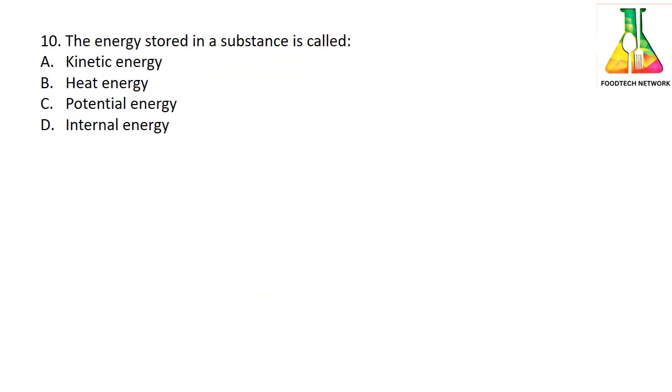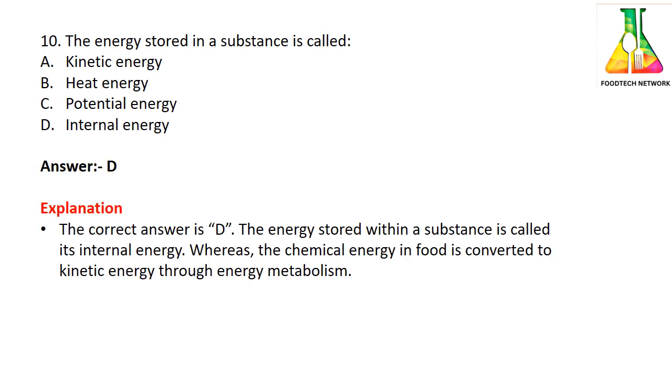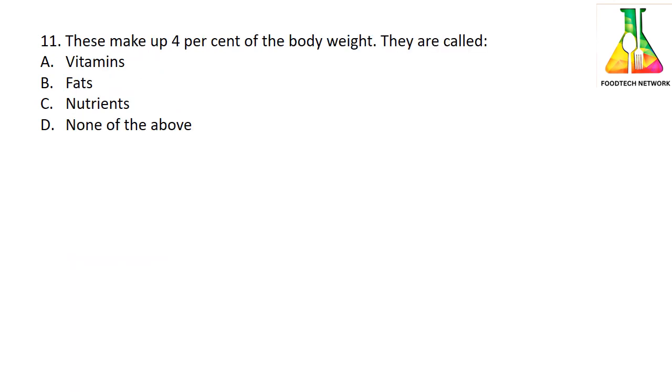The energy stored in a substance is called option A kinetic energy, option B heat energy, option C potential energy, and option D internal energy. So, option D, that is internal energy. The energy stored within a substance is called its internal energy, whereas the chemical energy in food is converted into kinetic energy through energy metabolism.